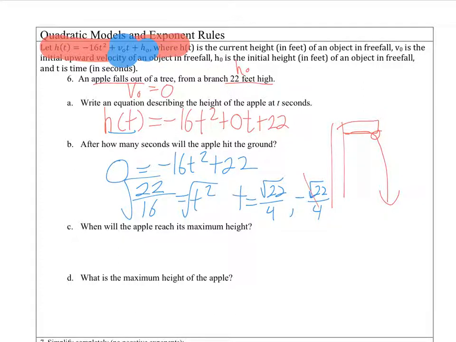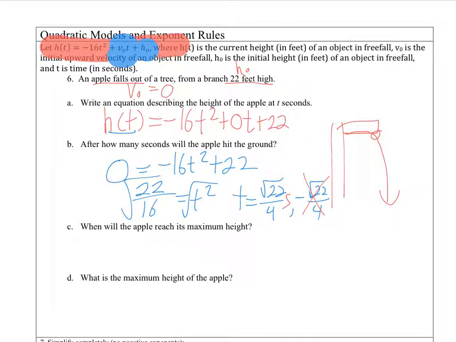This answer doesn't make a heck of a lot of sense. That'd be going back in time if time is a negative number. So I'm going to eliminate that as a possibility. So in other words, my apple is going to hit the ground after the square root of 22 over 4 seconds, or whatever the decimal equivalent is.